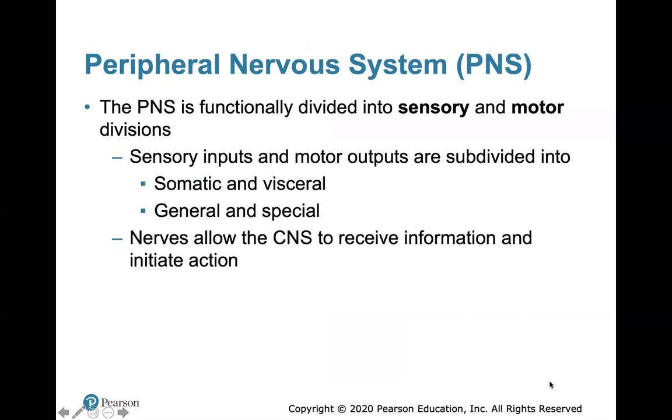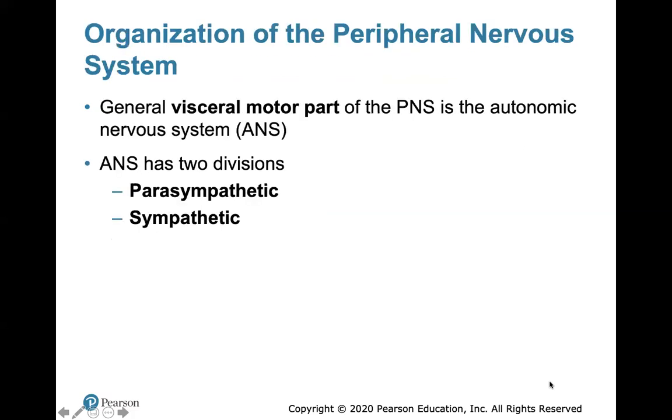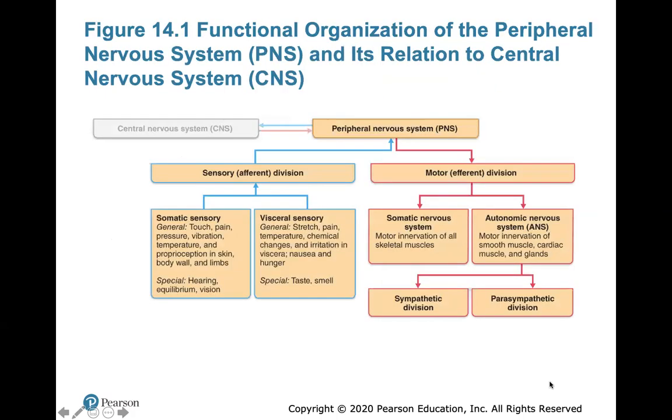So you should know what the peripheral nervous system is divided into, the sensory and motor divisions. The sensory inputs and motor outputs are subdivided into somatic and visceral, general and special, and nerves will allow your central nervous system to receive information and initiate action to and from the peripheral nervous system. So the general visceral motor part of the PNS is the autonomic nervous system. This is what happens automatically or subconsciously. And we divide the ANS into the parasympathetic and sympathetic divisions.